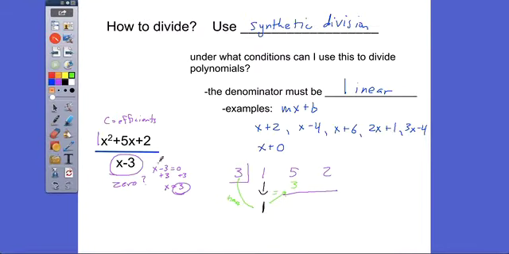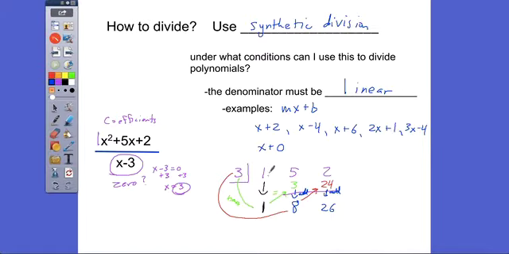And now we're going to add these. 5 plus 3 is 8. And now we're going to multiply again. 3 times 8, put the result right there. That would be 24. And then we add again. 24 plus 2. Adding those two together, you get 26.